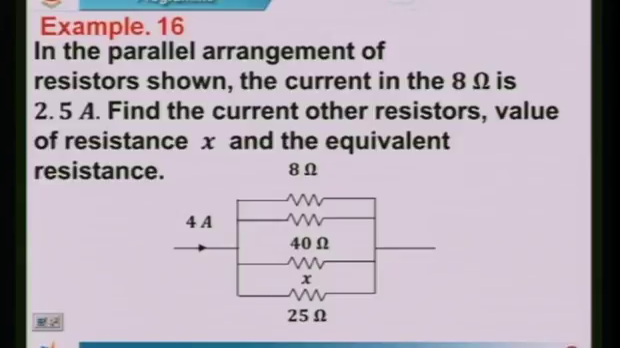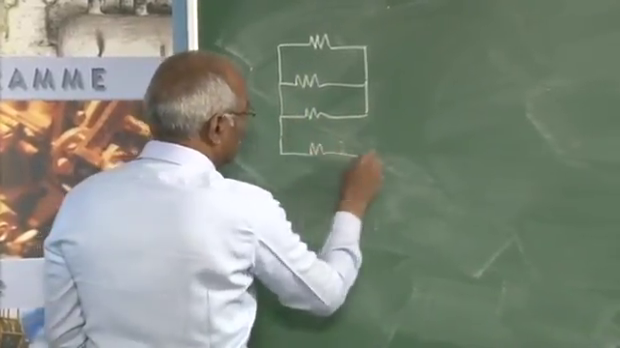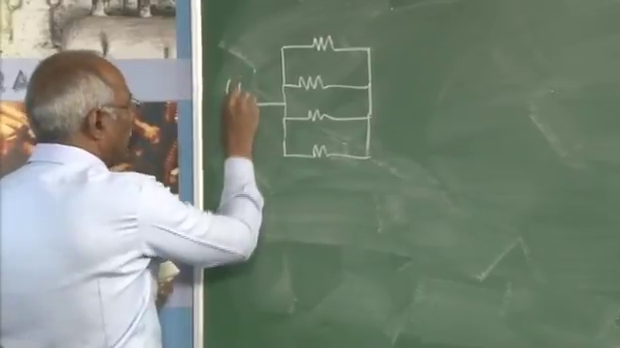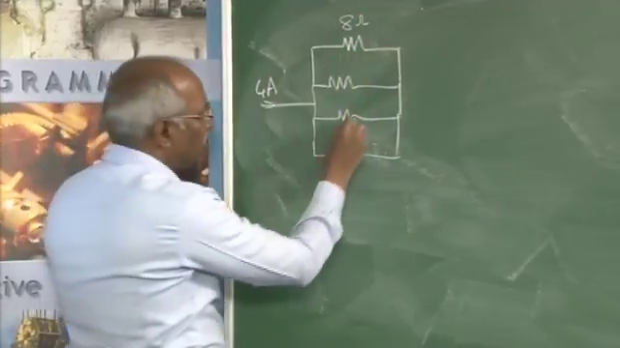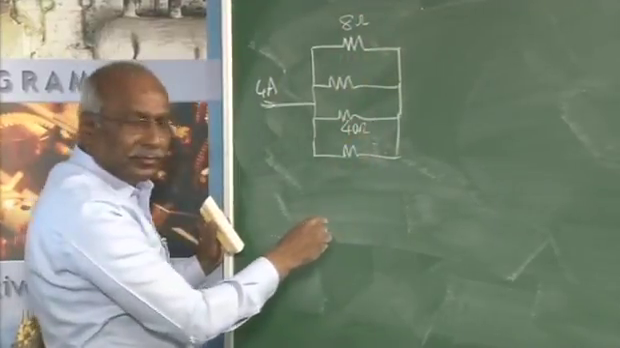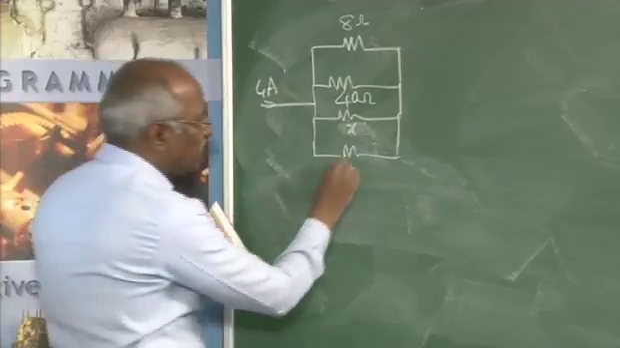In the parallel arrangement of resistors shown, the current in the 8 ohm resistor is 2.5 ampere. Find the current in the other resistors, the value of resistance X and the equivalent resistance. This is 4 amperes, this is 8 ohm, this is 40 ohm, this is X ohm and this is 25 ohm.